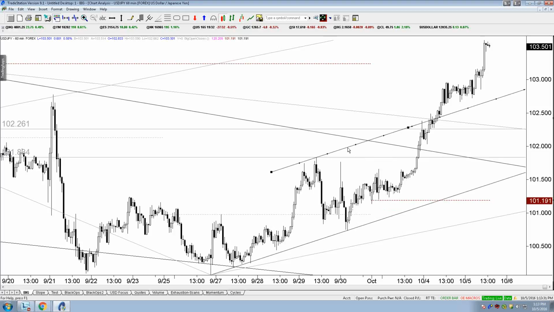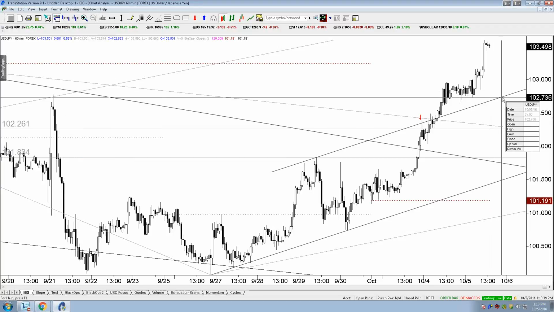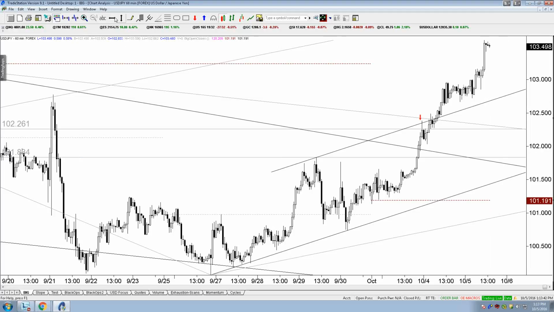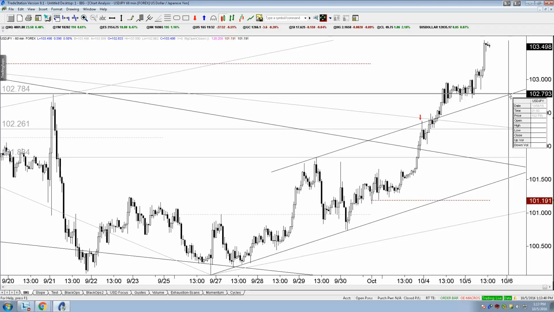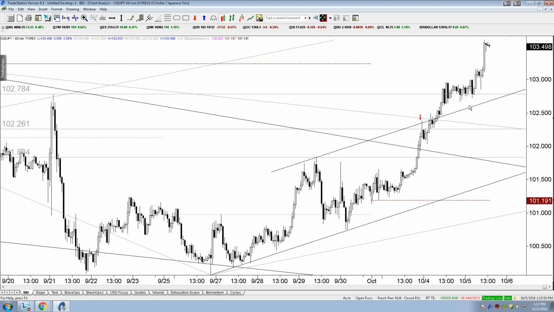Okay, and watch that for support. It was resistance for a small while here, and then you get the breakout. So watch that level for your first support. And it does intersect with the former high over here around 102.80. So that's your first area.